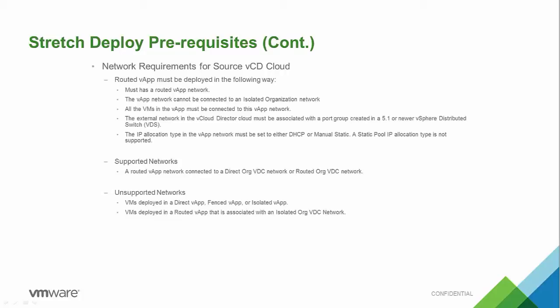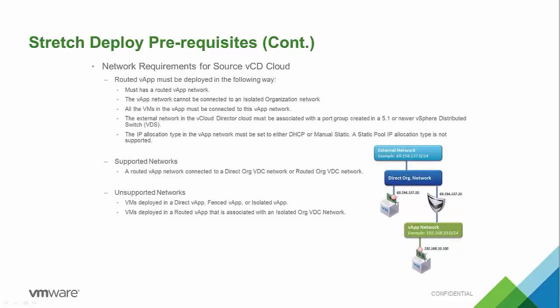The external network in the vCloud Director cloud must be associated with a port group created in a 5.1 or newer vSphere distributed switch. The IP allocation type in the vApp network must be set to either DHCP or static manual. A static pool IP allocation type is not supported.